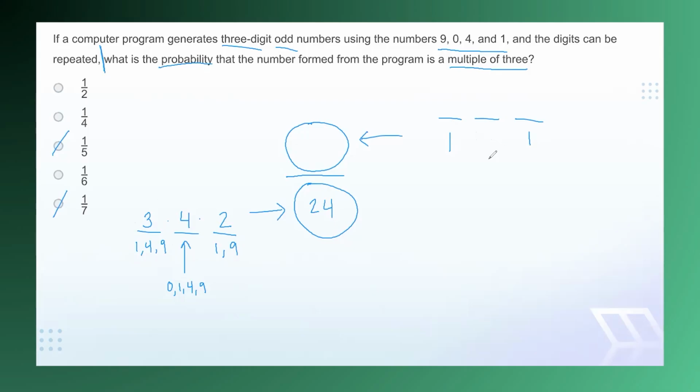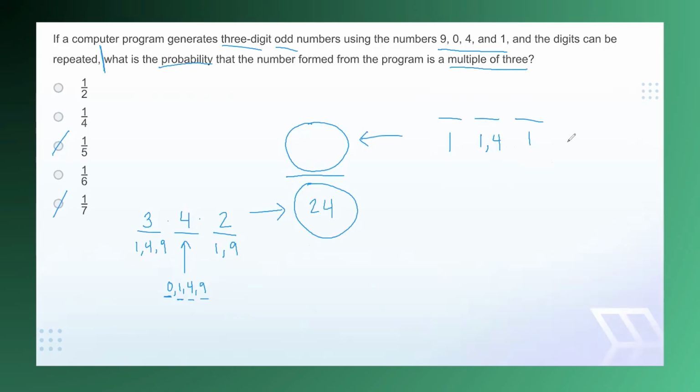Okay, which numbers work for my middle digit in order to give me a multiple of 3, such that the sum of my digits is going to be a multiple of 3? Well, if I put 0 in as my middle digit, I would have 1 plus 0 plus 1, or 2. Not a multiple of 3, not going to work. Well, what about 1? Okay, I would have 1 plus 1 plus 1, or 3. Hey! 3 is a multiple of 3. 1 is an option for my middle digit. Okay, what about 4? 1 plus 4 plus 1 is 6. Okay, that is also a multiple of 3, so 4 is valid as a middle digit. All right, what about 9? 1 plus 9 plus 1 is 11.